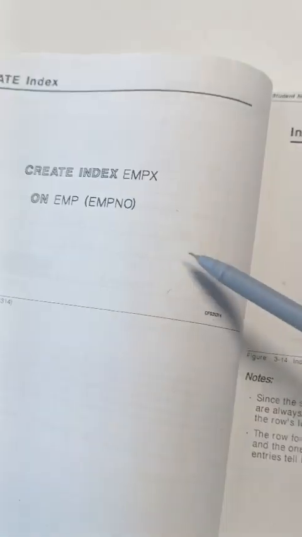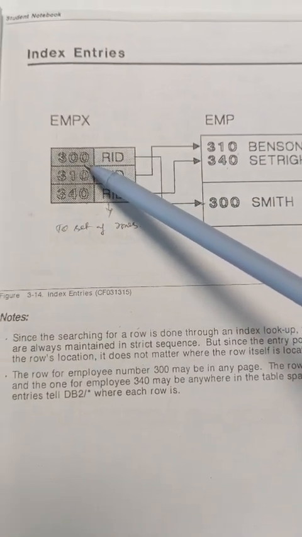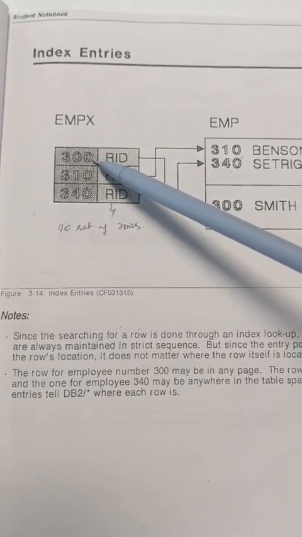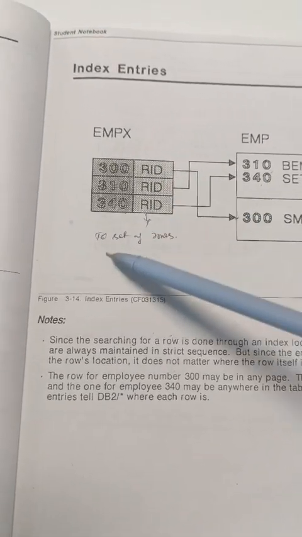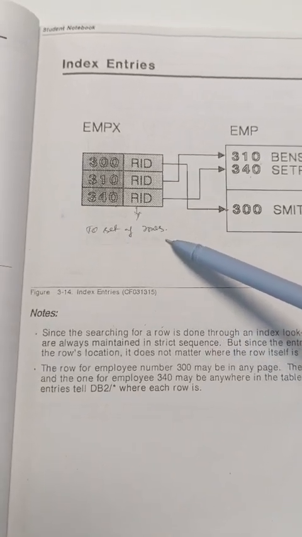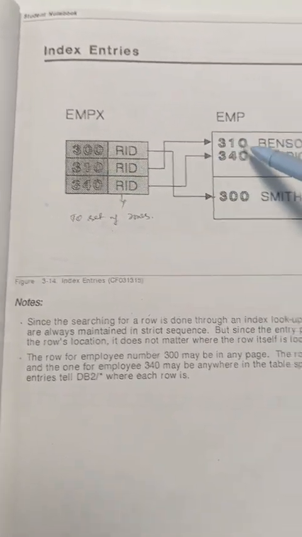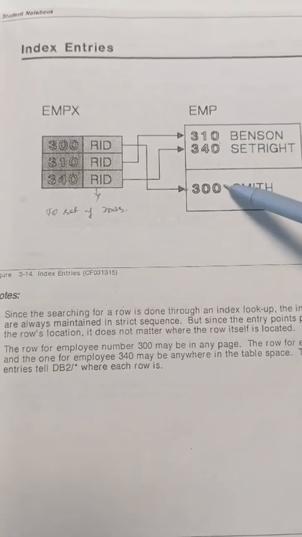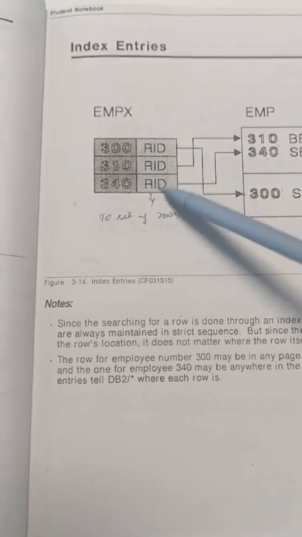Whenever we create an index on the employee number, it creates an entry for employee number 300. 300 is the primary key here. It will display 300 in the index along with the RID. RID is nothing but the row identifier of the rows here. Similarly, 310 also gets an entry. Even if the rows in the employee table are assigned in some random order, the index will be stored in order.